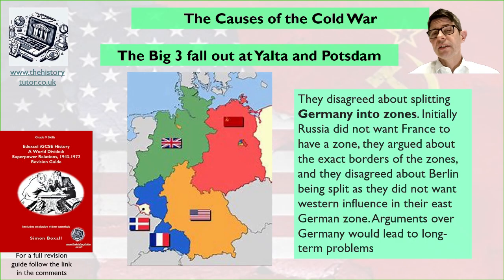Russia saw it, in fact, as a bit of a victory prize to have a zone of Germany, and they thought as France had fallen out of the war, they shouldn't have a victory prize. The Russians also disagreed about splitting Berlin into zones. They didn't want a Western influence in their Eastern zone. So arguments over Germany would lead to long-term tensions and problems.